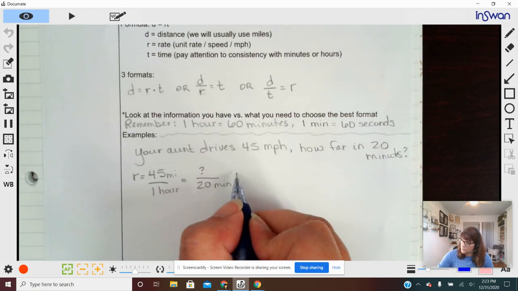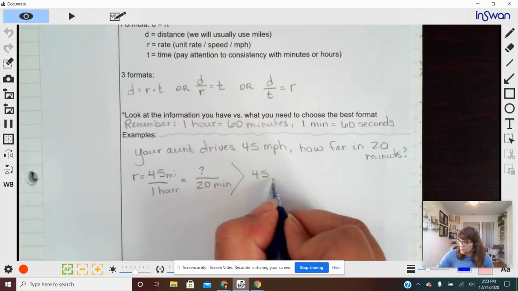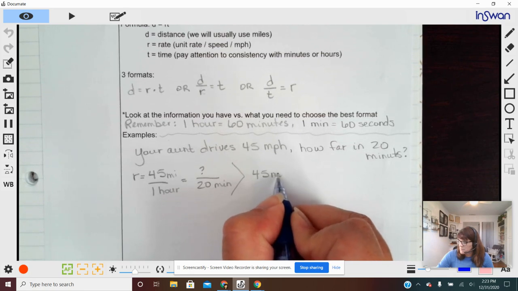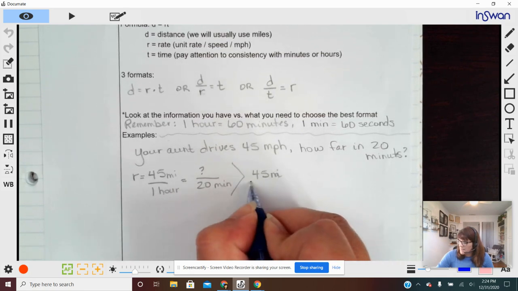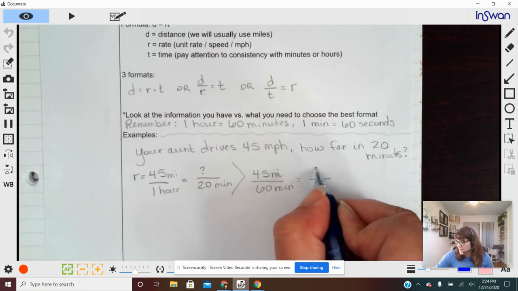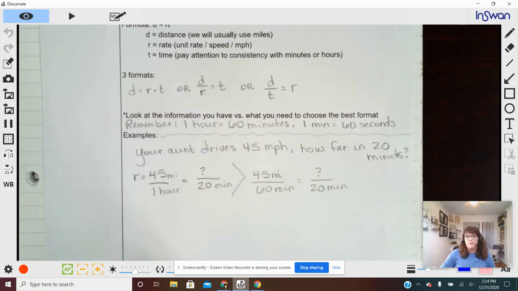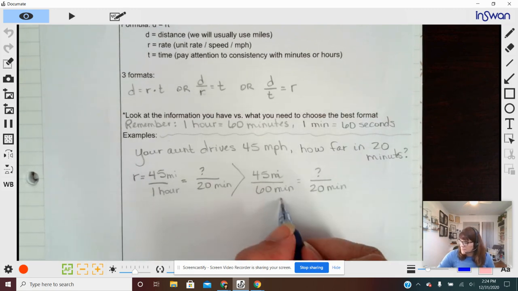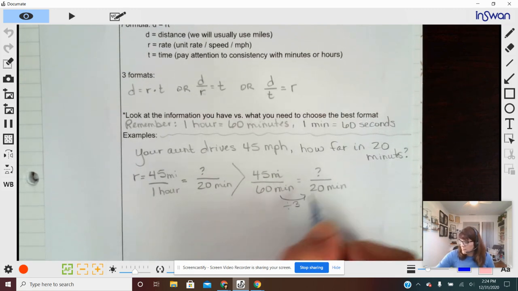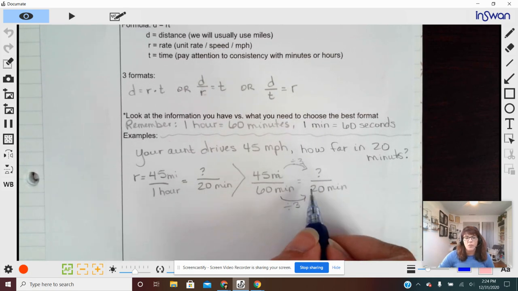Well, what if we compared 45 miles in 60 minutes to something in 20 minutes? Now we're looking at equivalent ratios. If I simply divide by 3, I would have that equivalent ratio.